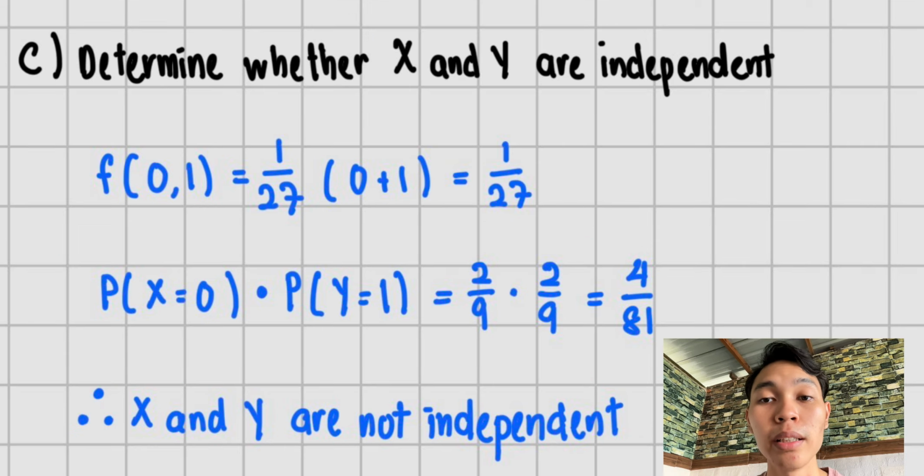So, part C. To check whether X and Y are independent, we compare the joint probability with the product of the marginal probabilities. For example, when X equals 0 and Y equals 1, the joint probability is 1 over 27. However, the product of the marginal probabilities is 2 over 9 times 1 over 9, which gives 2 over 81. Since these two values are not equal, we can conclude that X and Y are not independent.